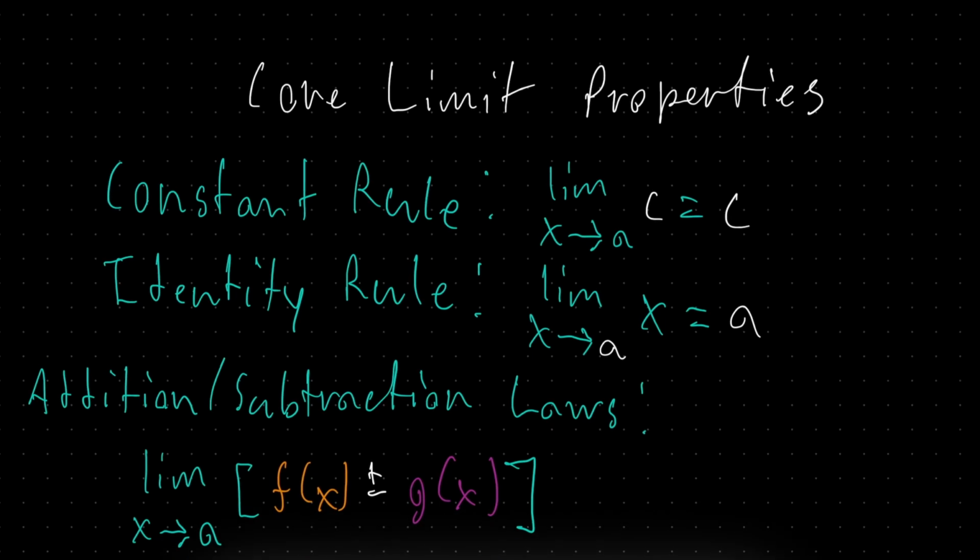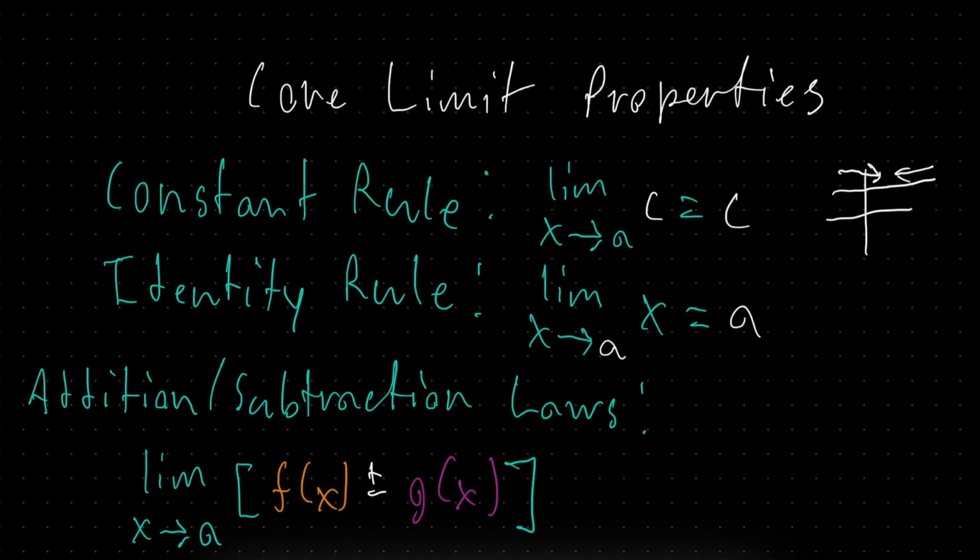Constant rule: the limit as x approaches a of c is going to be c. So if you have a constant, it's going to be a flat line like that across the plane. If you take the limit from either direction, it's always going to be the same value c.